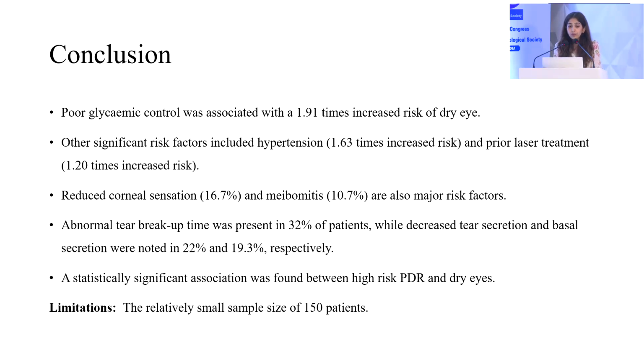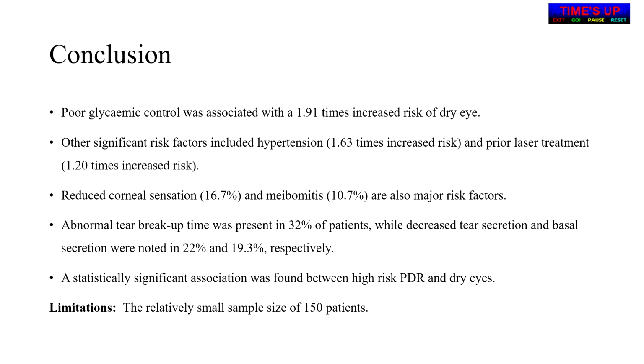So my conclusion is that poor glycemic control was associated with 1.91 times increased risk of dry eye. Other significant risk factors included hypertension and prior laser treatment. Reduced corneal sensation and meibomitis are also major risk factors. Abnormal TBUT was present in 32% of patients, while decreased tear secretion and basal secretion were noted in 22% and 19.3% respectively. A statistically significant association was found between high-risk PDR and dry eyes. But the limitation of my study is that it was a small sample size of 150 patients. Thank you.